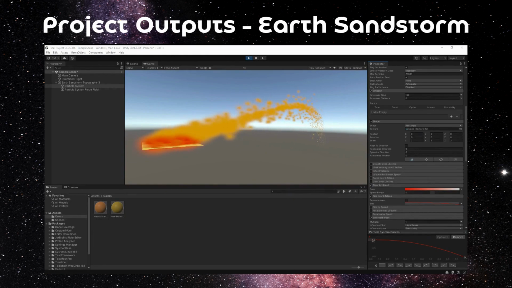This is the Earth sandstorm project output that I made in Unity 3D using particle systems and particle force fields. The color by speed is red, so you can see how much influence the particle force field system has on the particle system, or the particles being emitted by the particle system. As a result, it gets uplifted and then placed into motion so that it moves the same way a sandstorm would on Earth.